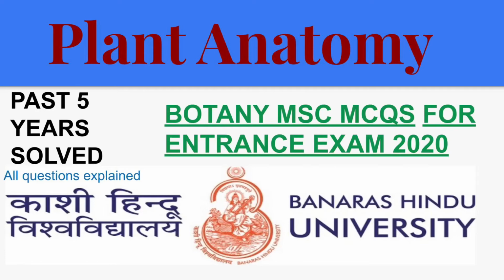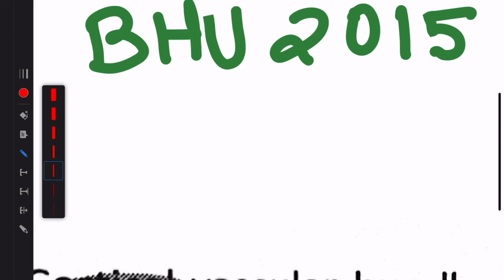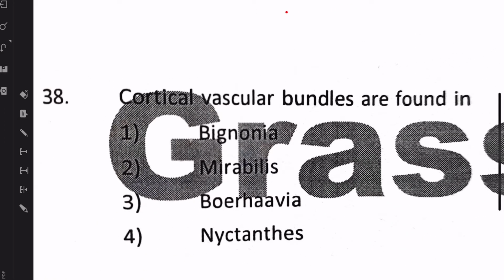Let's solve the previous year plant anatomy questions from PHU. Let's start solving the PHU 2015 paper first. First question: cortical vascular bundles are found in Bignonia, Mirabilis, Boerhaavia, Nyctanthus.